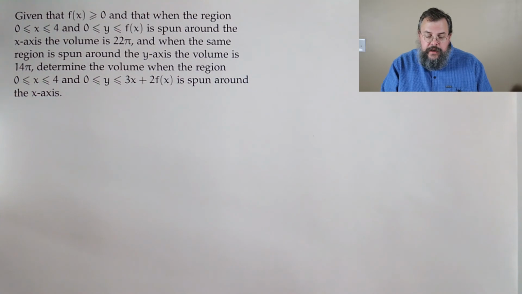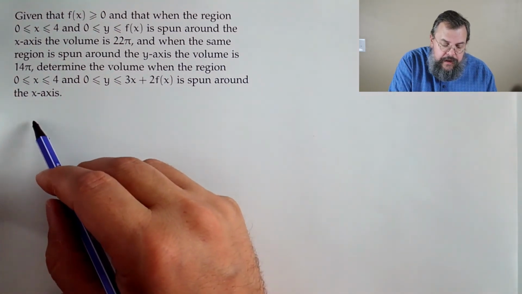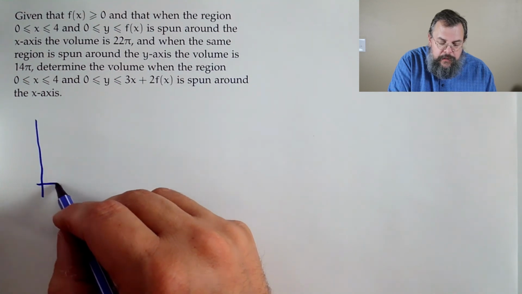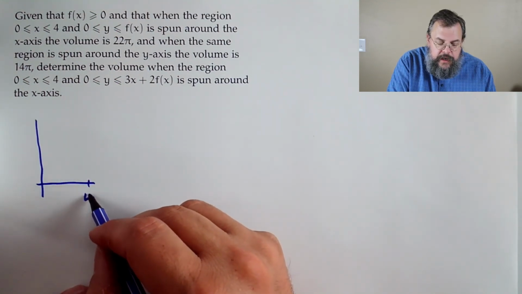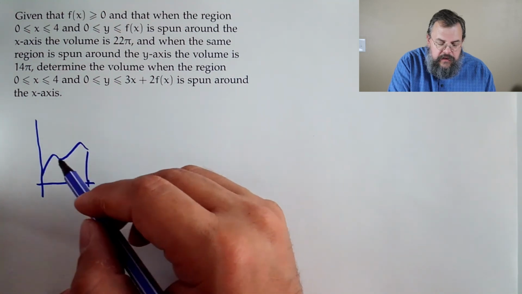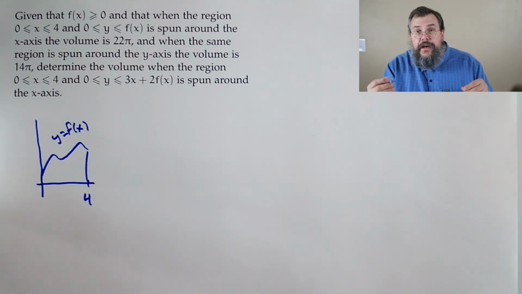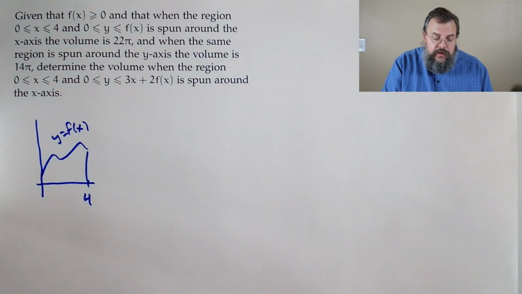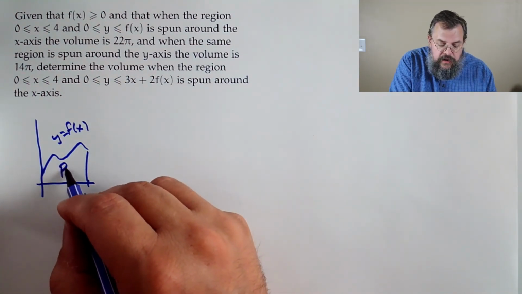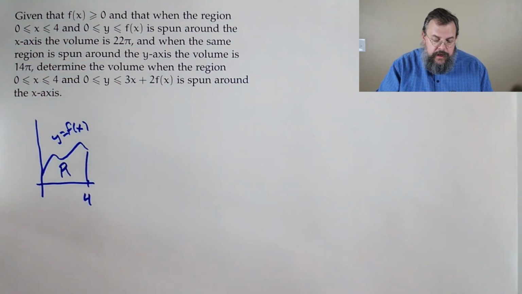So, let's start with what we know. Well, we definitely don't know f of x, but let's pretend like we can say we did. And say, well, we're going from 0 up to 4, and there's something here. Okay, so here's y equals f of x, some strange unknown shape. So this is our initial region R. All right, so there we go.